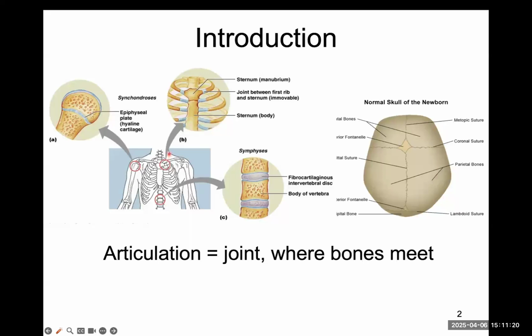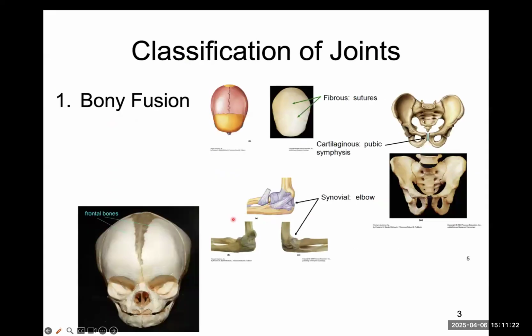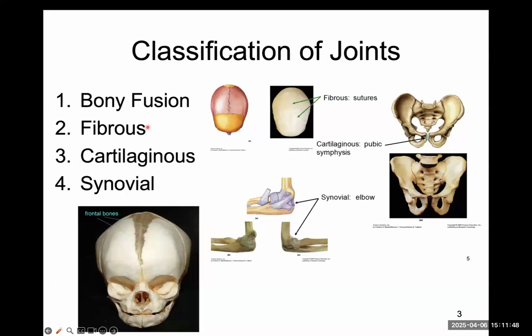So let's talk about the 4 kinds of bones. Not bones, sorry, 4 kinds of joints, classification of joints. So we're going to focus on this in this lecture. We have 4 classifications of joints. The first one is called bony fusion. The second one is called the fibrous joint. The third one is called cartilaginous, and the last one is synovial. So these are the 4 ways that you can describe joints based on structure. So these are structural classes.